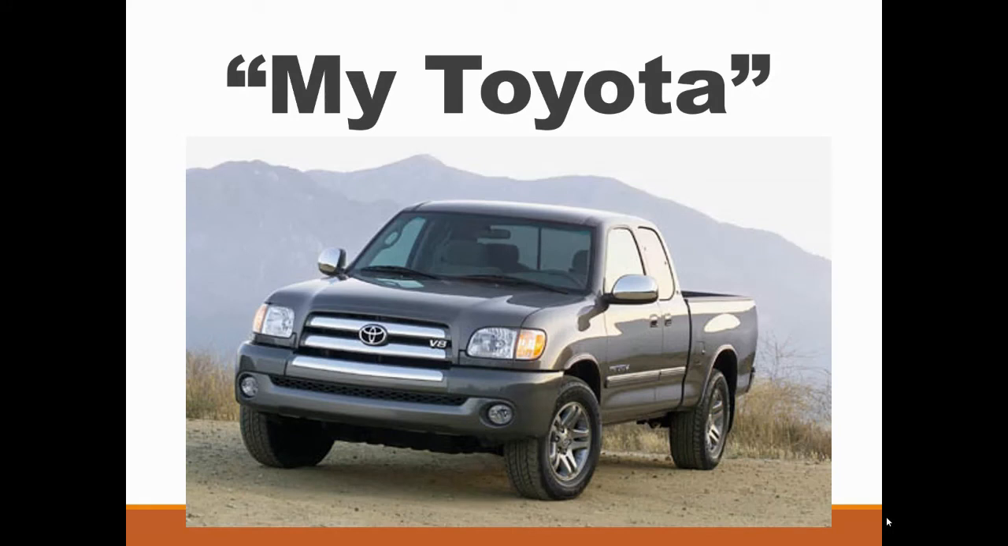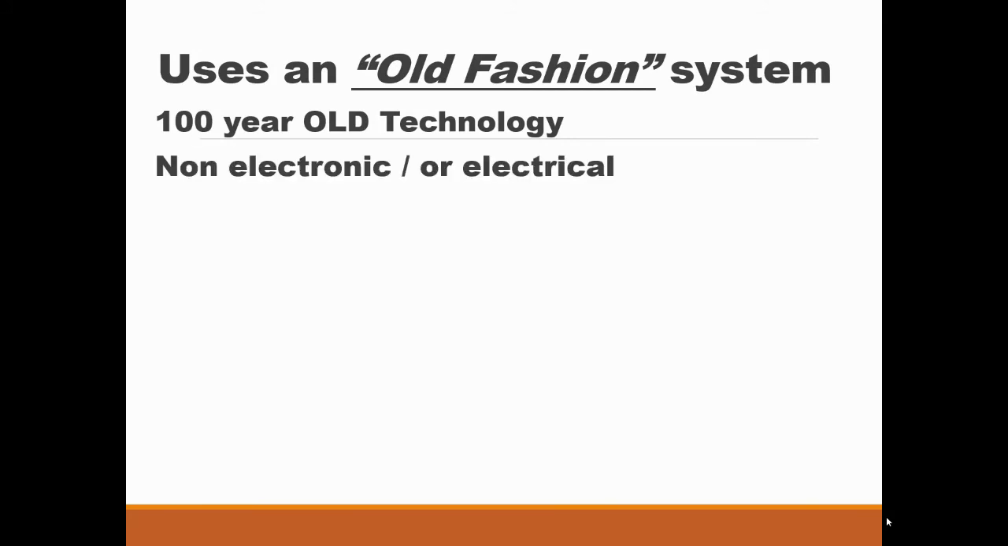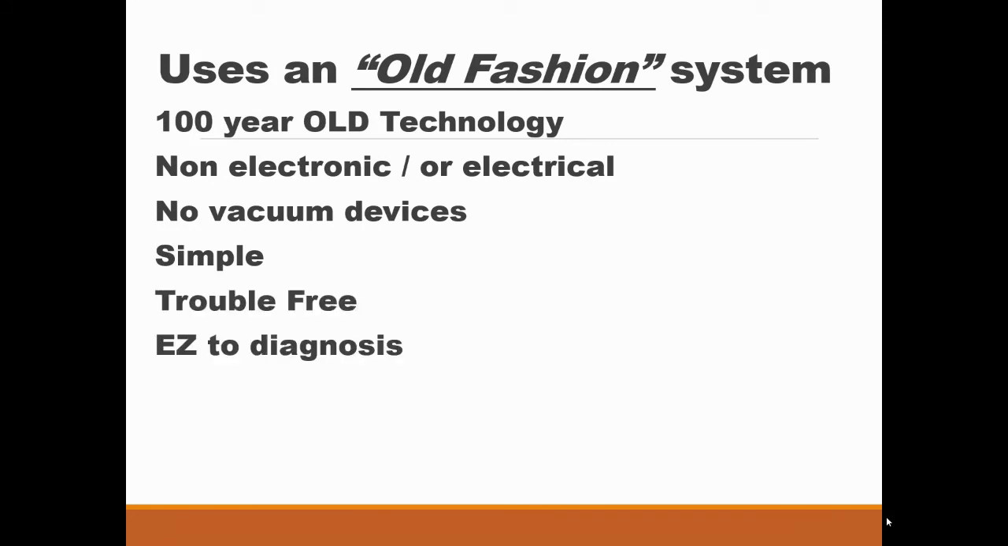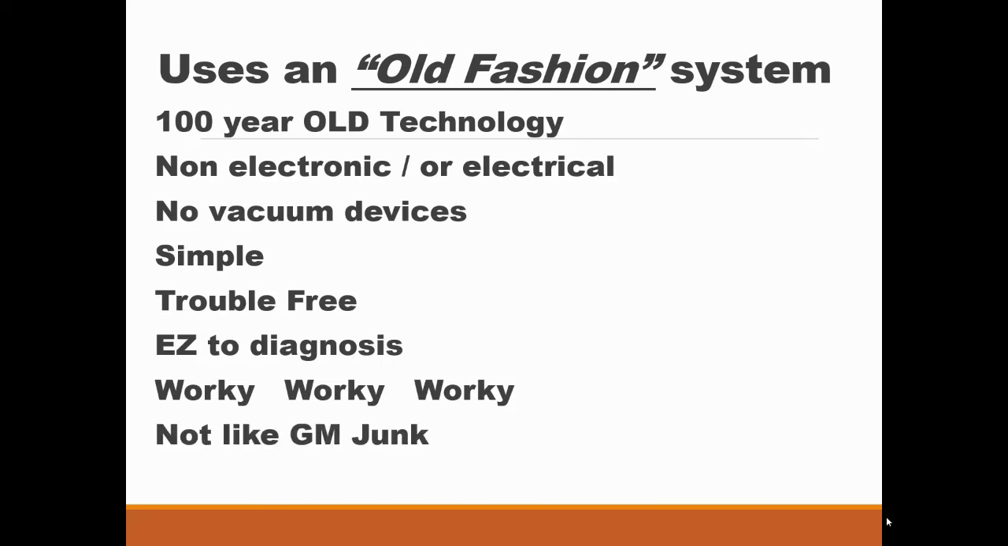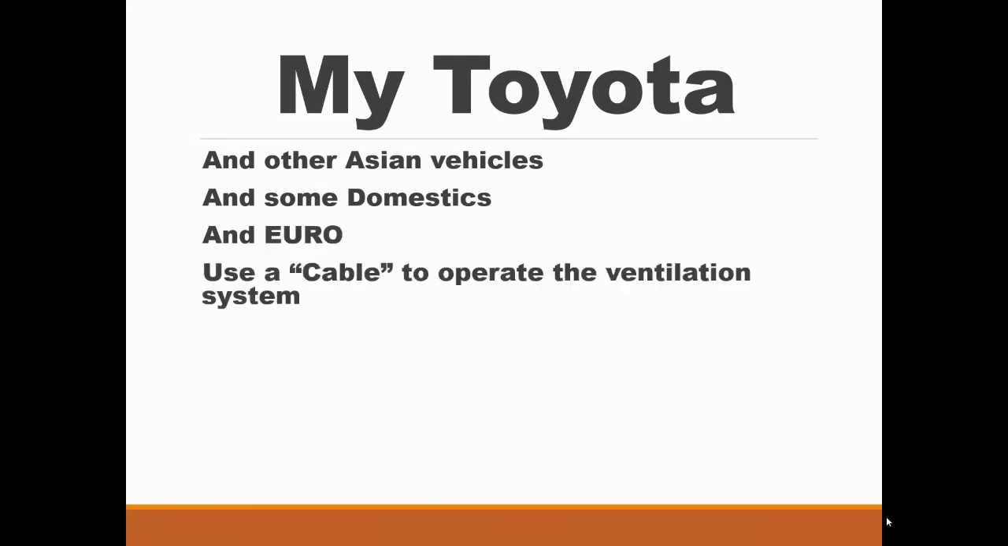This is an 06 Toyota Tundra. It's an example of an old-fashioned system. My Toyota uses 100-year-old technology, non-electrical, non-electronic, no vacuum devices, simple, trouble-free, easy to diagnose, works well, not like other stuff. My Toyota and other Asian vehicles, and some others. This is actually making a comeback now. This used to be real old.